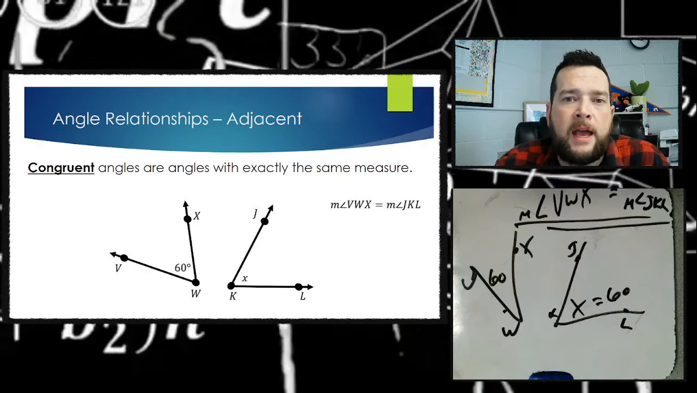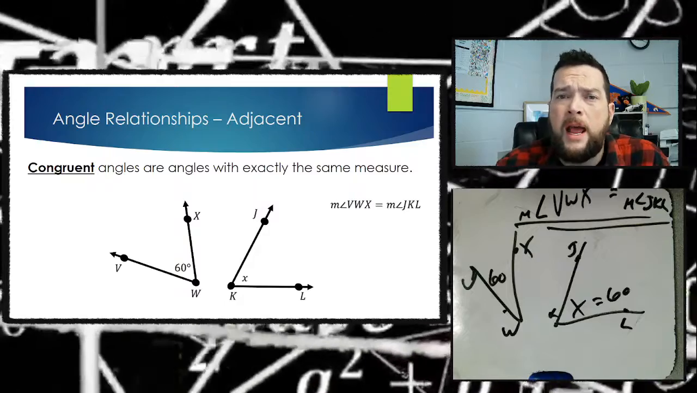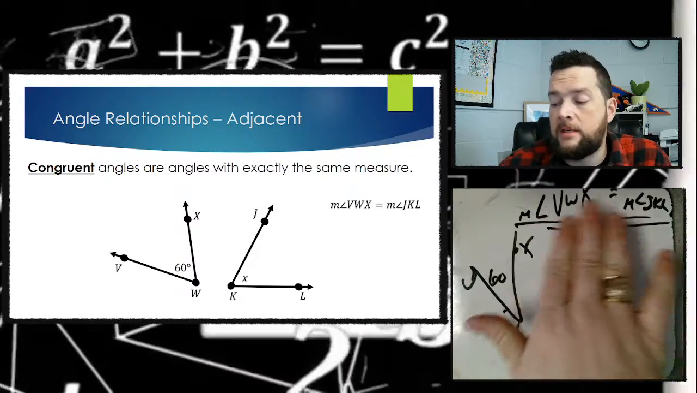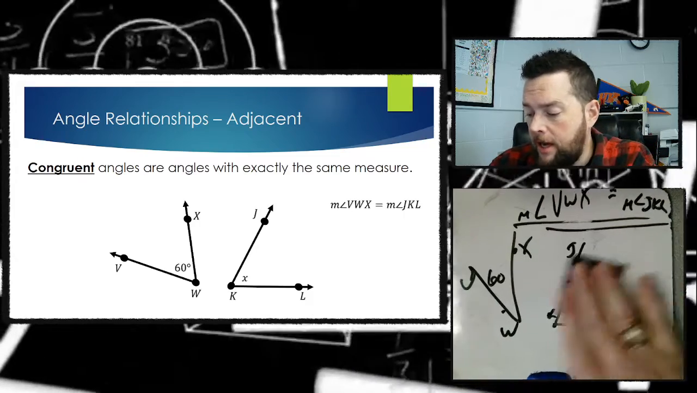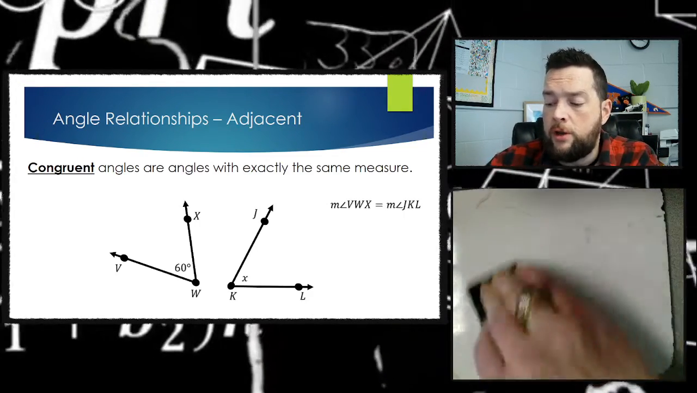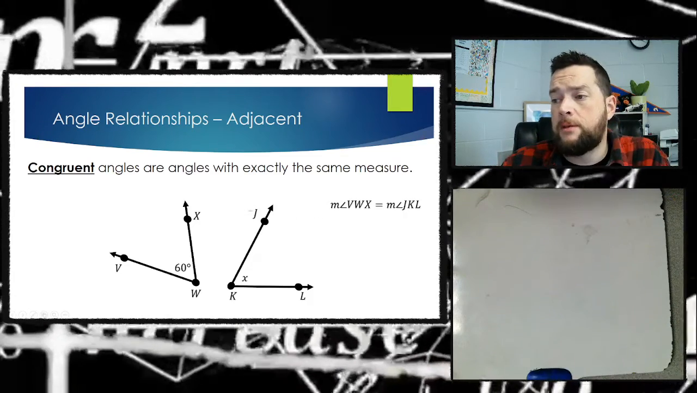So you're looking for that kind of statement in order to tell you that they're congruent. It could be a verbal expression, or it could be a statement in the form of an equation, just like that. Okay? So congruent angles are angles that are equal to each other, and we can use that information to help us solve some questions.